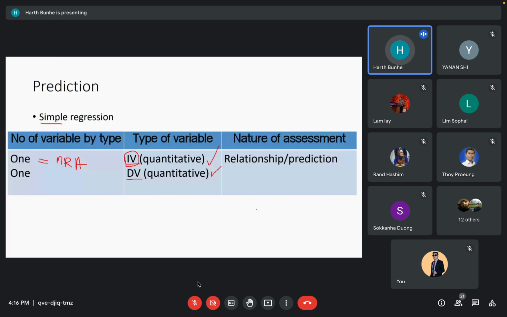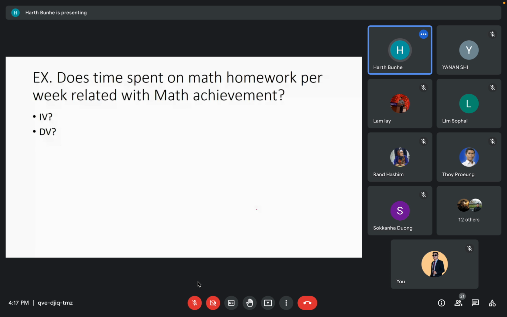Then you will go to the example. You can ask the research question like this: does time spent on math homework per week relate with math achievement? Or sometimes you can change the keyword here: predict, associate with, relate with, regress on, also fine as keywords.